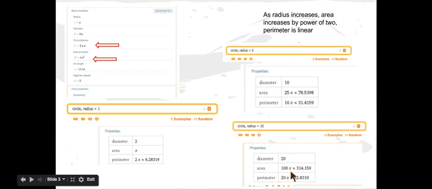It's 100 pi. So that area increases very rapidly to the power of 2, whereas perimeter increases linearly by 2 times the radius. That's some of the advantage of Wolfram Alpha, is to very quickly change parameters and dive deeper with equations, relationships, functions. Enjoy.